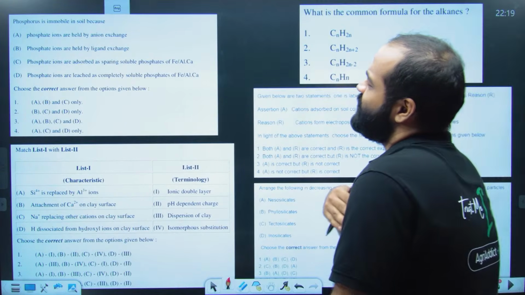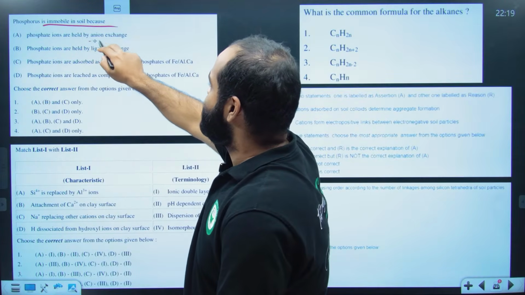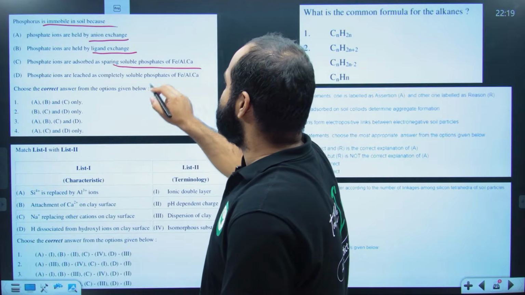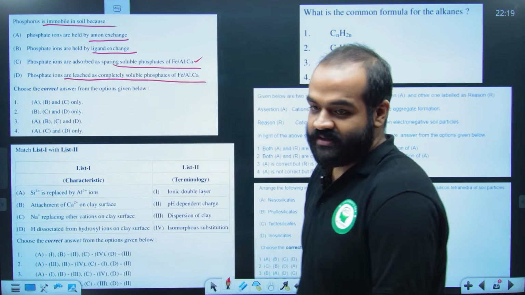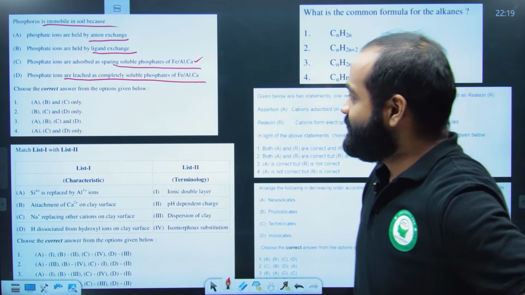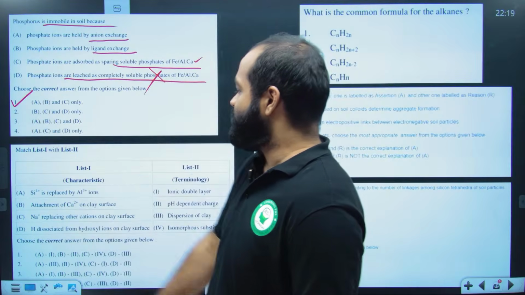These are all very important chemistry questions. So phosphorus is immobile in soil because phosphate ions are held by anion exchange, held by ligand exchange, adsorbed as sparingly soluble phosphate of FeAlCa, leached as completely soluble phosphate. इसमें से कौन सा correct है? Definitely option D, like this is a wrong statement. So A, B and C will be correct only.